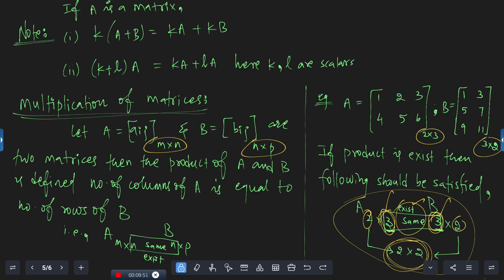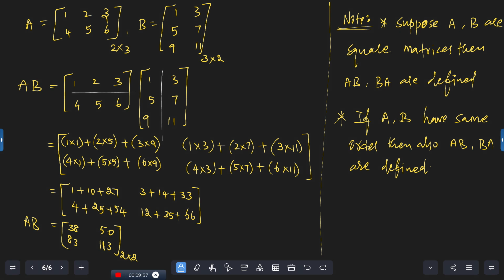Square matrix order defined, same order matrix, square matrix multiplication defined. Suppose A and B are of the same order, multiplication is defined. Suppose A and B are of different order, like the previous one, the first definition I said, you have to check whether the product is defined or not. How you have to check? First matrix column, second matrix row must be same. Then only this is defined. Otherwise, you have to say not defined, the product does not exist. Right. Next point.